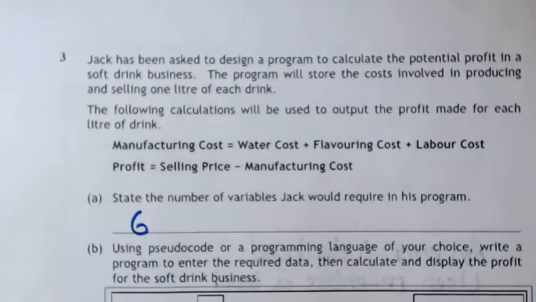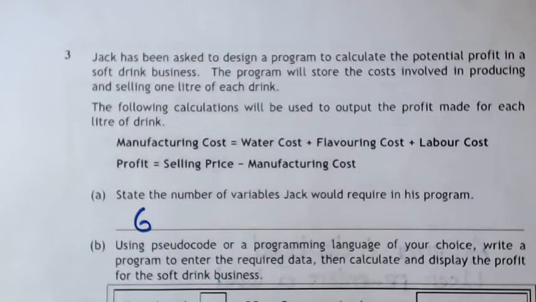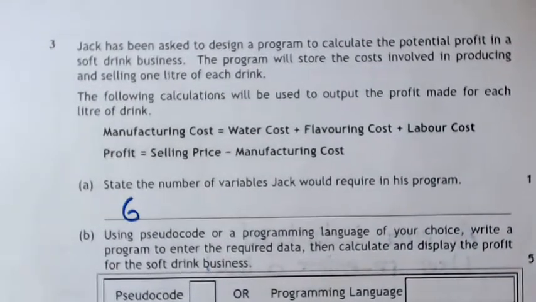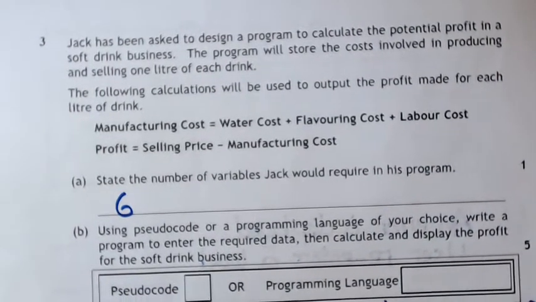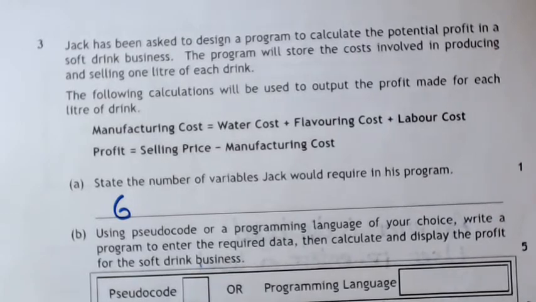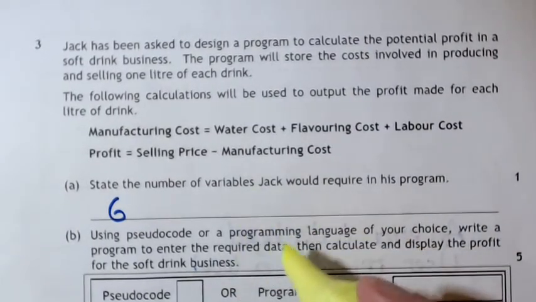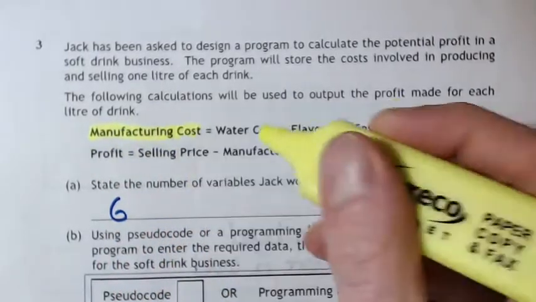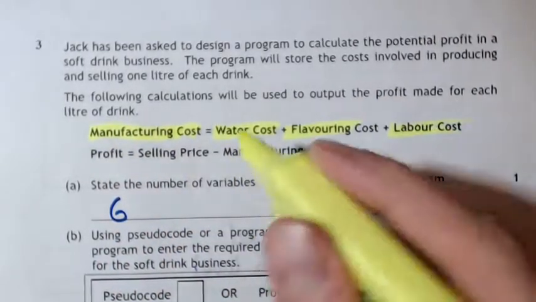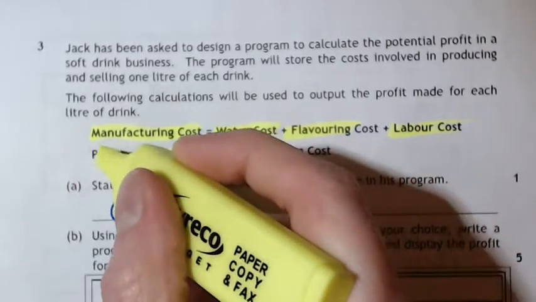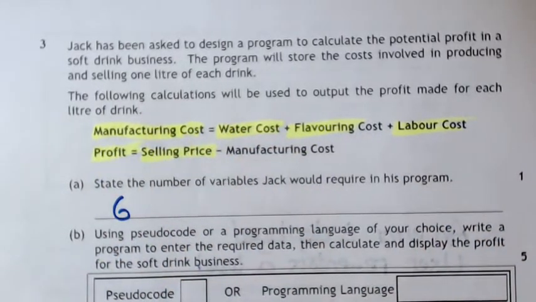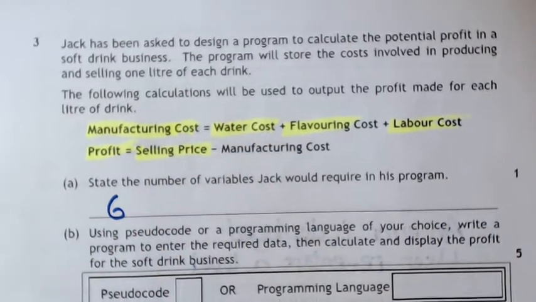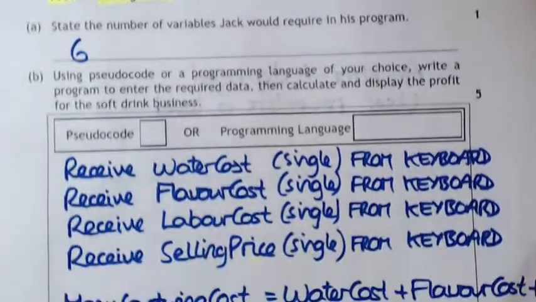Right, we've also got this company that are making soft drinks, so they have to have all these different costs, and then their profit is how much they're selling it minus the actual overall manufacturing cost. So when they're asking you the number of variables, you really want to be thinking about each individual piece of information. Right, so there's 6 separate pieces of information you need, and that's for your 1 mark.